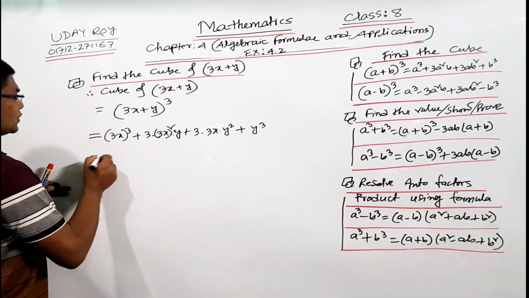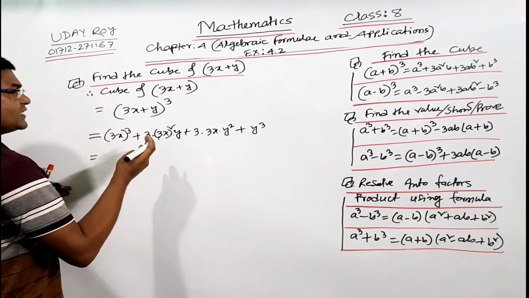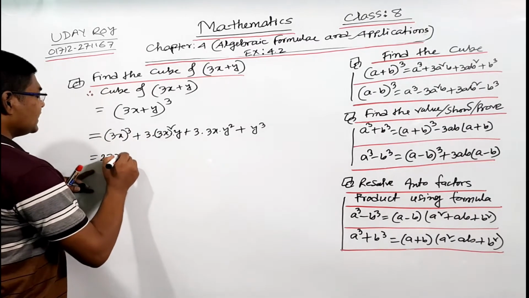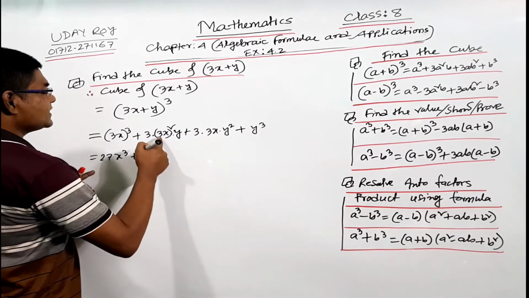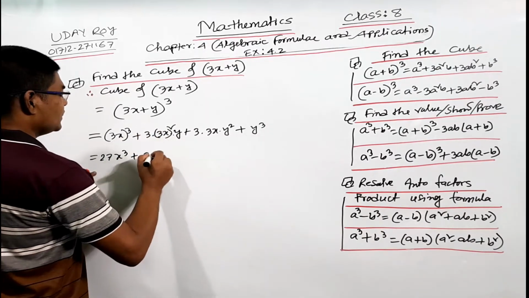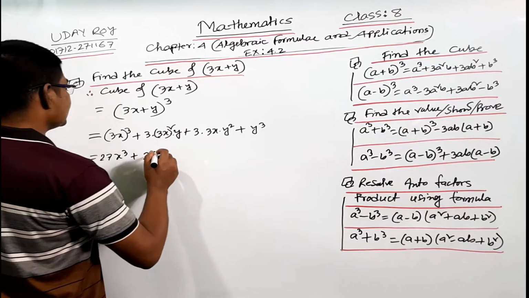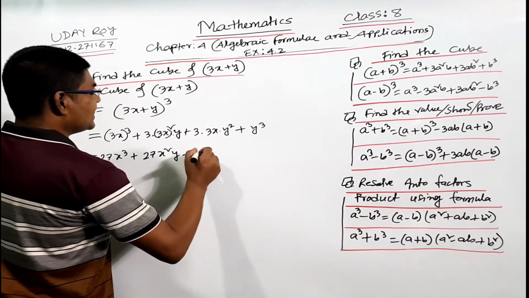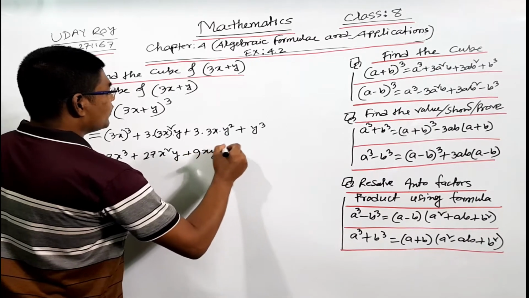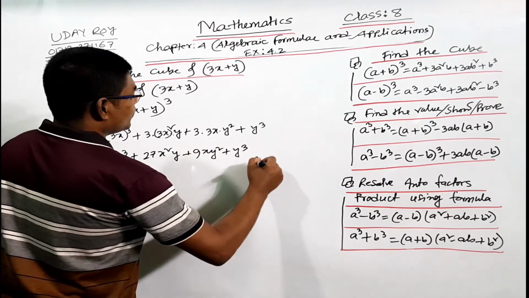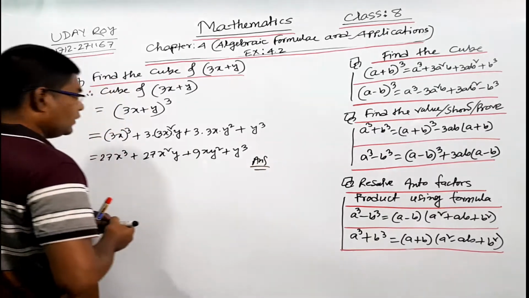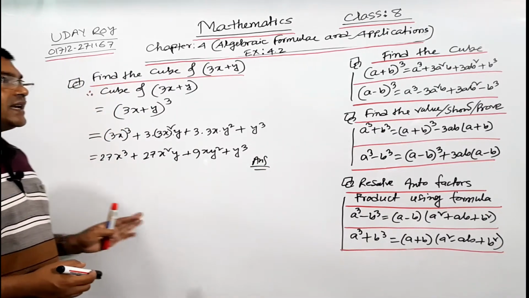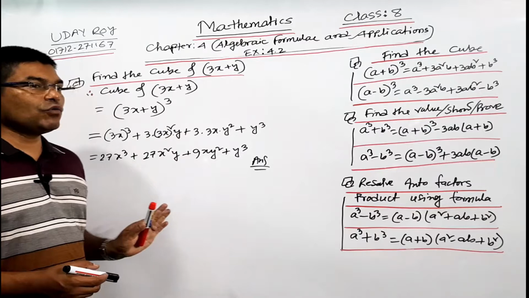Now bracket out, 3 cube, 3 3 is a 9, 3 is a 27 x cube plus 3 3 is a 9 into 3, 27 x square y, 3 is a 9 x y square plus y cube. So we have got the cube of 3x plus y.